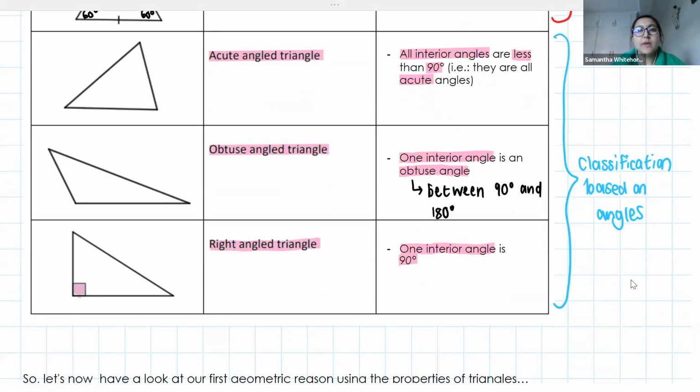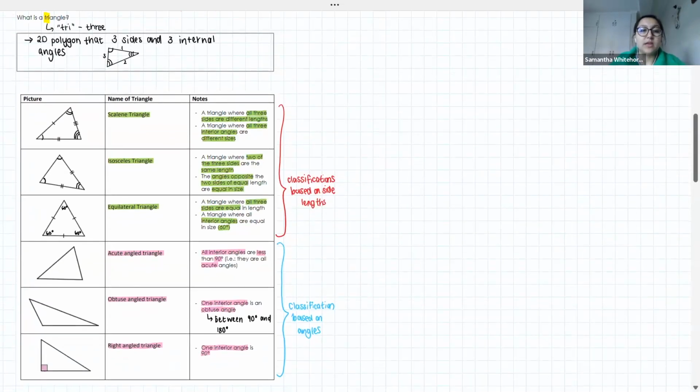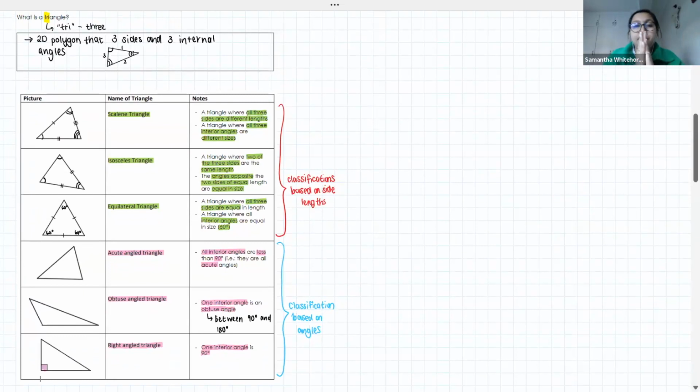Okay, so again, we can classify our triangles based on side lengths or based on angles. It really depends on what they've asked you to do. But most often we talk about scalene, isosceles, and equilateral triangles. I don't often personally talk about acute angled triangles or obtuse angled triangles. Obviously, we talk about right angled triangles a lot, especially when we talk about Pythagoras. But generally, we're going to talk about scalene, isosceles, or equilateral. But it's important to know all the classifications that we can have for a triangle.